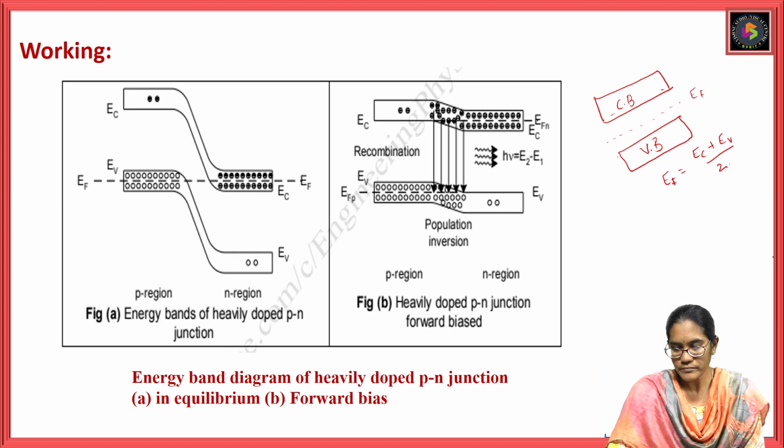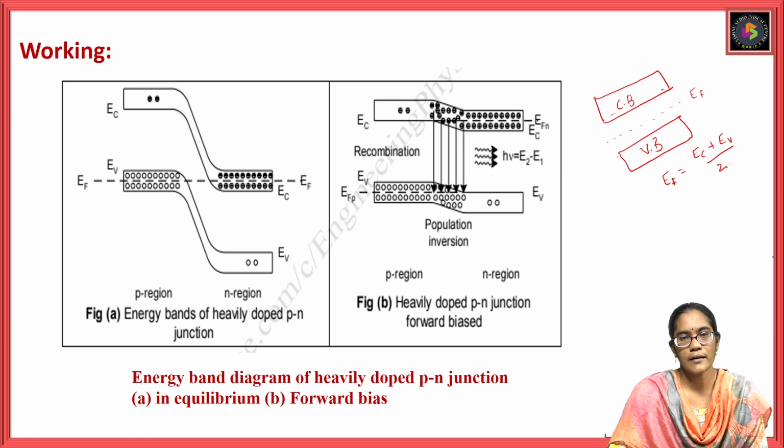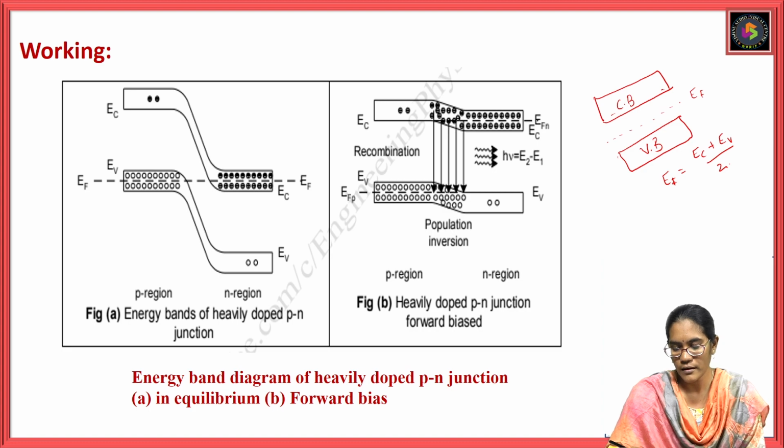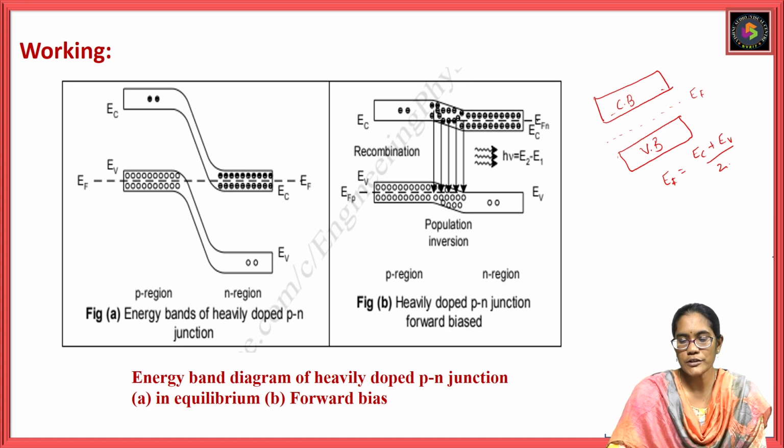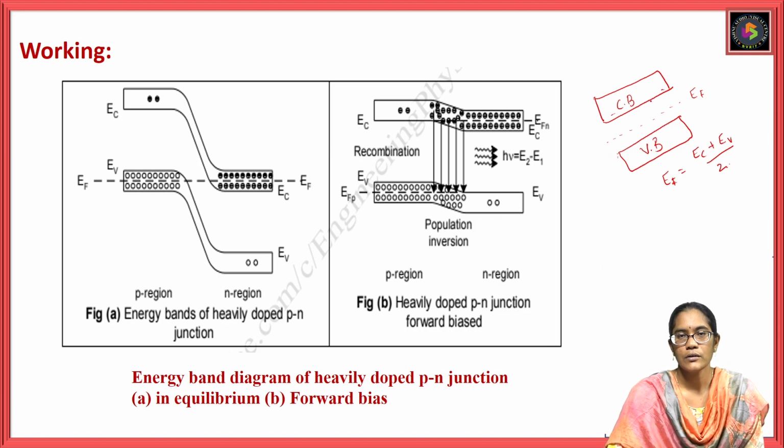But extrinsic semiconductors are again of two types, P-type semiconductor and N-type semiconductor. In P-type semiconductor, the Fermi level position is very close to the valency band, and in N-type semiconductor, the Fermi level position is close to the conduction band. Whenever we increase the doping concentration, in the P side the Fermi level enters into the valency band, and in the N-type semiconductor the Fermi level enters into the conduction band.